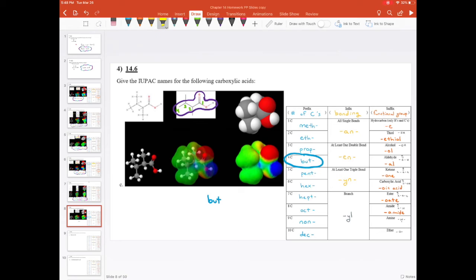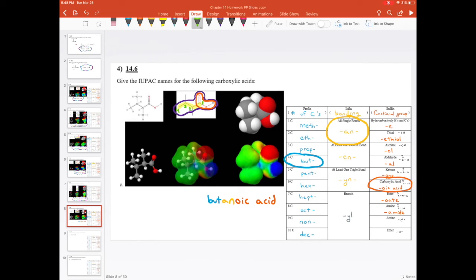In the backbone, between the carbons, are all single bonds. It's true there's a double bond to an oxygen, but that's part of a functional group, which is going to be represented in the suffix. So here there are all single bonds between the carbons, so the infix is AN. The functional group is this carbon double bonded to oxygen, single bonded to OH on the right of the molecule, and that's a carboxylic acid. So the suffix for a carboxylic acid is oic acid. So this is going to be a butanoic acid.